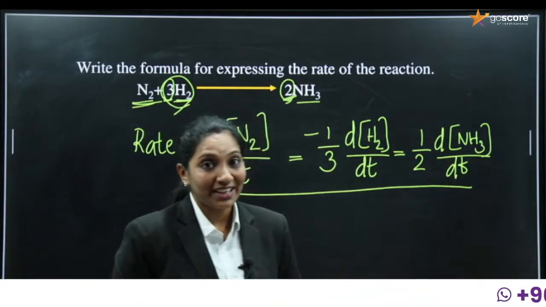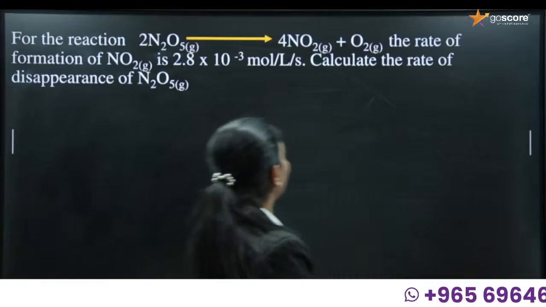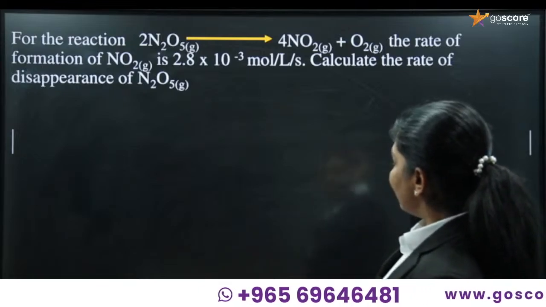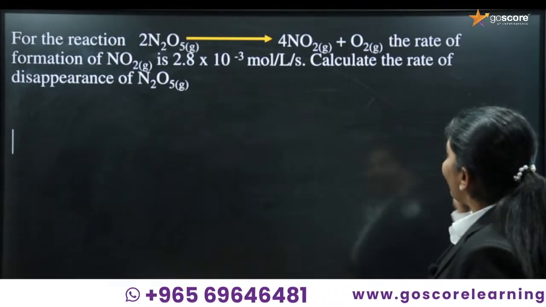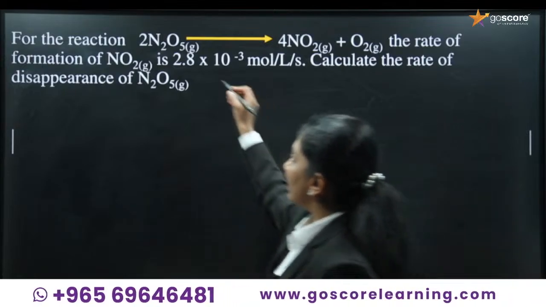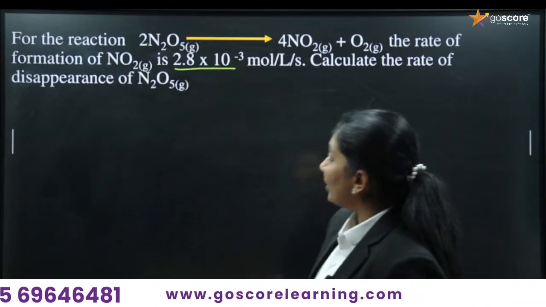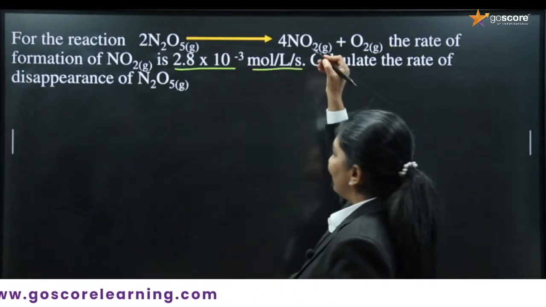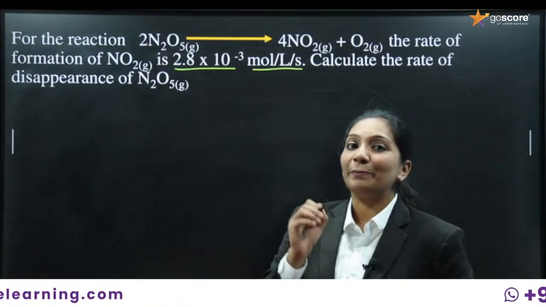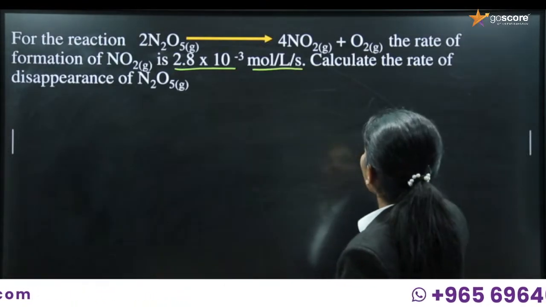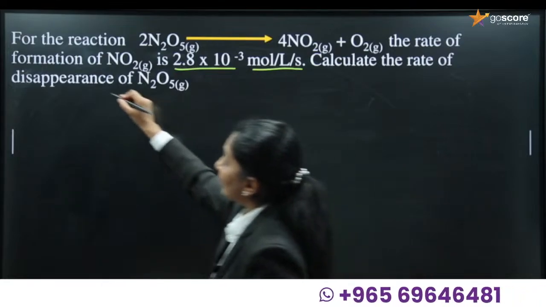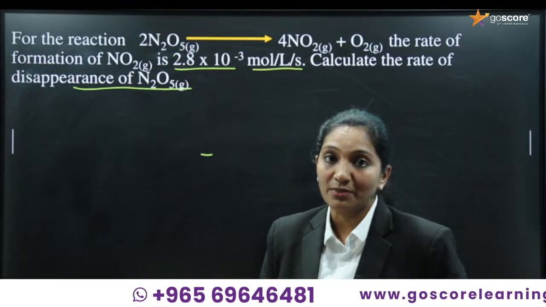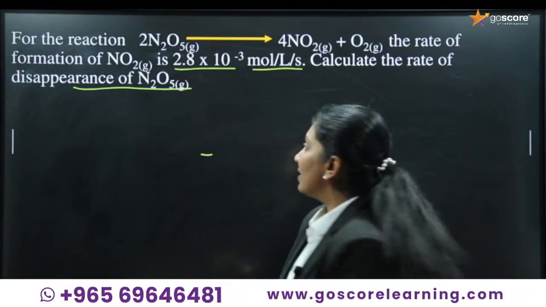Okay, so can we move on to the next question? Now, here we have the reaction 2N2O5 giving nitrogen dioxide and oxygen. The rate of the formation of NO2 is given in the question as 2.8 into 10 to the power minus 3. Here see, what is this? The unit of rate, that is mole per liter per second. And we want to calculate the rate of disappearance of N2O5. So we want to calculate the rate in terms of the reactant.